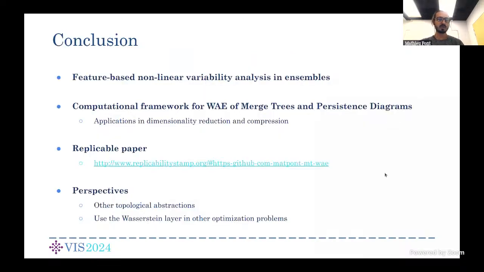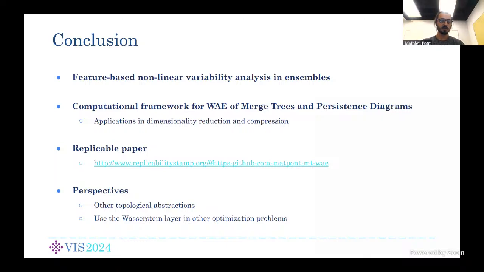So to conclude, we have proposed a method to analyze the structure's variability in an ensemble of data described by their topological representations. Our method, called Wasserstein Auto-Encoder, allows to extract nonlinear patterns of variability in merge trees and persistence diagrams, and there are shown applications in dimensionality reduction and compression. Our paper has been certified replicable by the Replicability Stamp initiative.